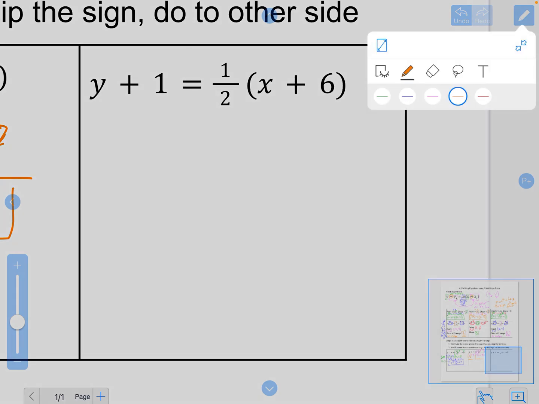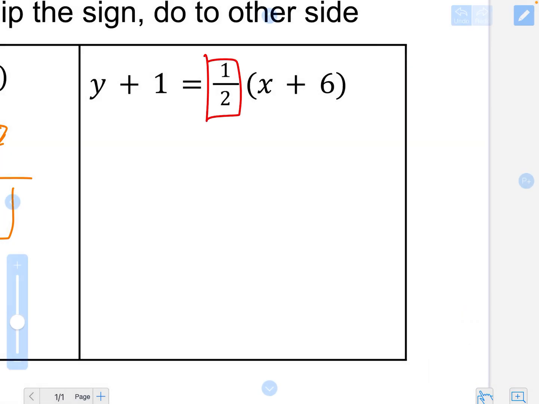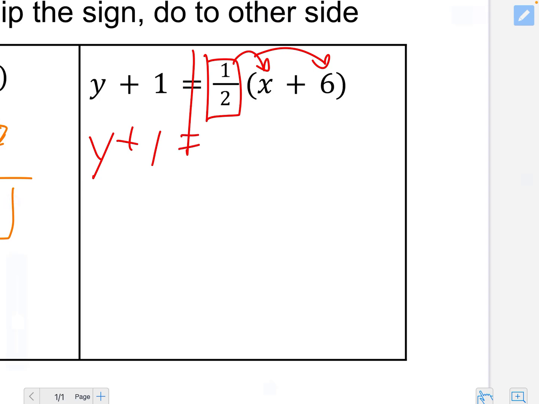All right, so our last one. Anytime I have a number next to a parentheses, that tells me to distribute, which is the same thing as multiplying. I'm going to bring down my y plus 1, write my equal sign. Ooh, that does not look like a 1. Give me 1 second. Y plus 1. 1/2 times 1x is simply going to be 1/2 x.